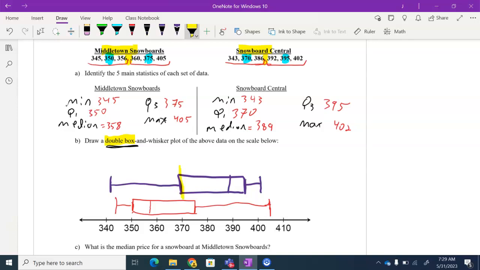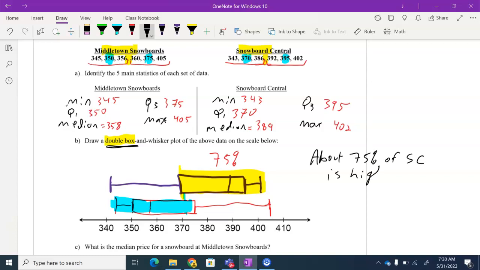So if I take a look at this part right here, that's 75% of the data is about higher than, this is probably close to 75 going back this way. So you would say something about 75% of Snowboard Central, I'll call it SC, is higher. And you need to say about because it's not exact. About 75% of Snowboard Central is higher than 75% of Middletown snowboards. I'll call that MS. That's one conclusion you could draw.